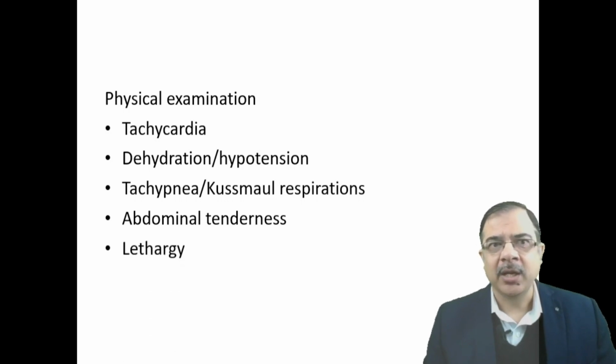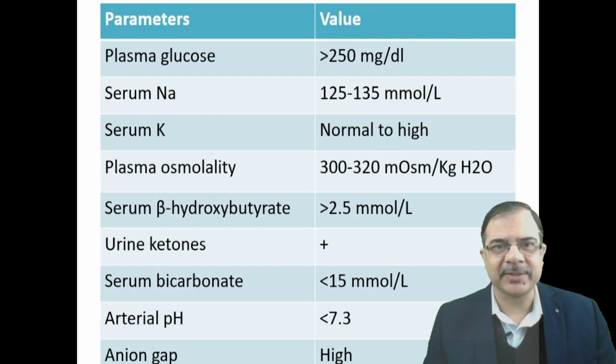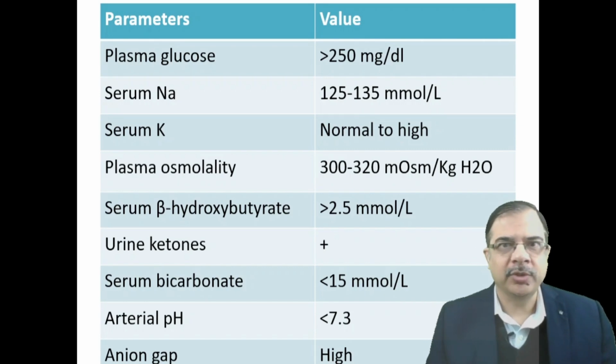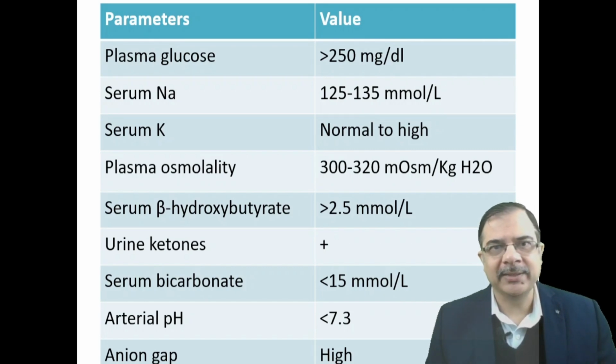Lethargy will be there, mainly because of hyperglycemia and hyponatremia, which occur in these patients. Now the lab tests. Plasma glucose for diagnosis of diabetic ketoacidosis is more than 250. Usually it is 250 to 600. Serum sodium will be slightly on the lower side.